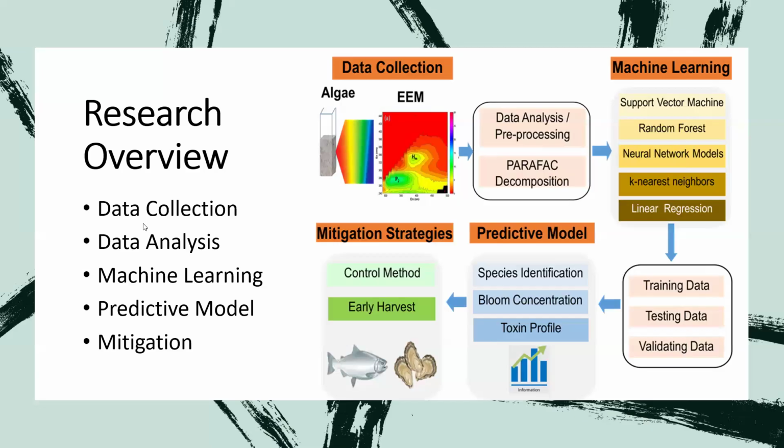And the output of the predictive model will be able to identify microalgae species and bloom concentration, therefore providing sufficient information to aquaculture farms, allowing them time to implement mitigation strategies to reduce the impact of algal blooms on their facility.